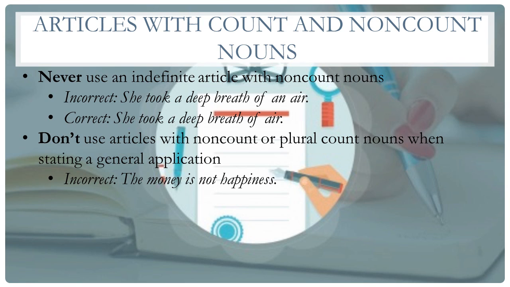Let's see if you can correct that on your own. Remember the rule, don't use articles when stating a general application. Good, so we simply get rid of the and we have: Money is not happiness.